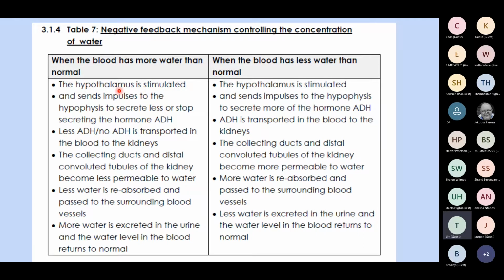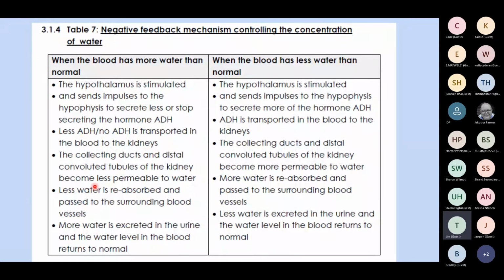So which gland? We accept if you write hypothalamus or you write hypophysis. Which hormone? Less ADH or no ADH. Look at the negative feedback, grade 12s. More water, highlight it. Less ADH. What is the target organ? Kidneys.